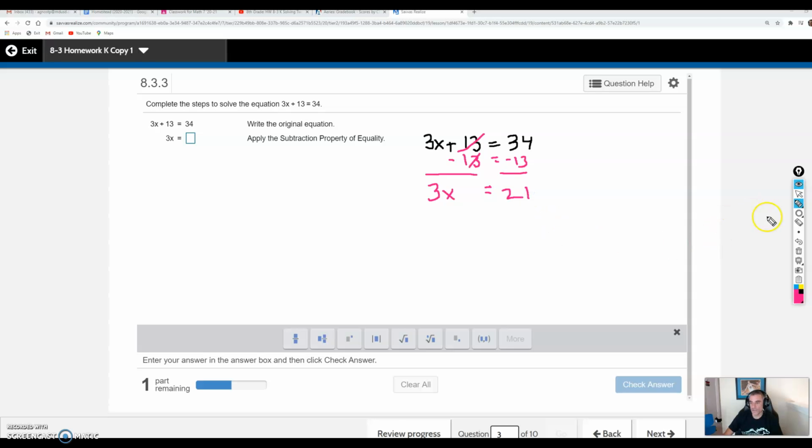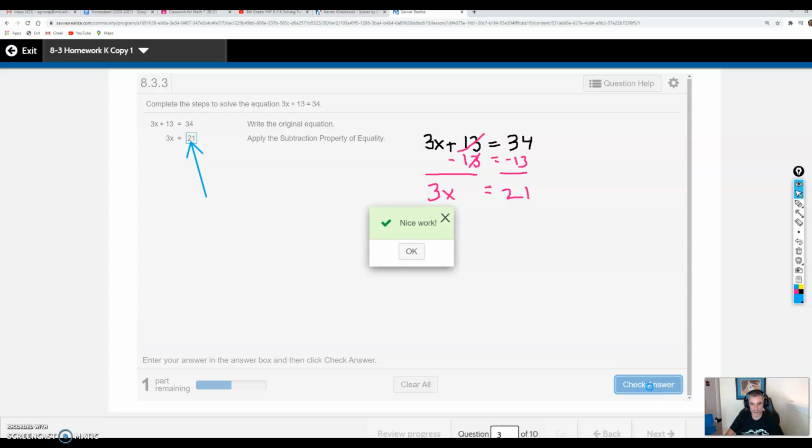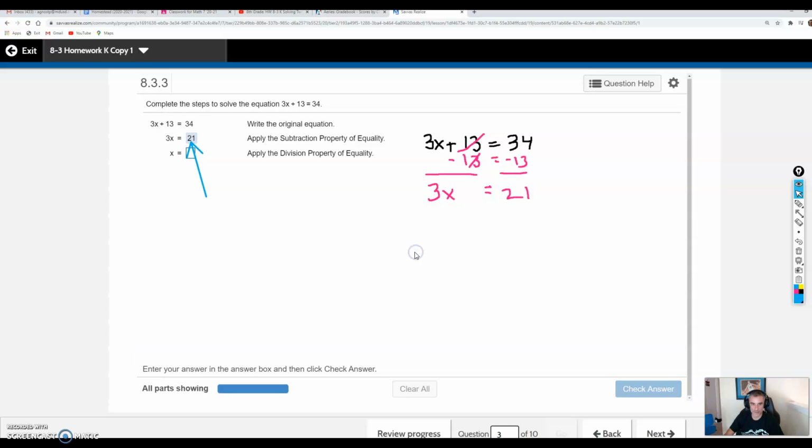All right, so if you look over at the problem, or their box right here, notice they have 3x equals, so they want you to put 21 in that box right here. In other words, we're putting in the middle step, what we call the intermediary step. So I'm going to go ahead and put 21 in this box, not the final answer. Check answer. Got it. Now it's going to want us to solve the remainder of the equation.